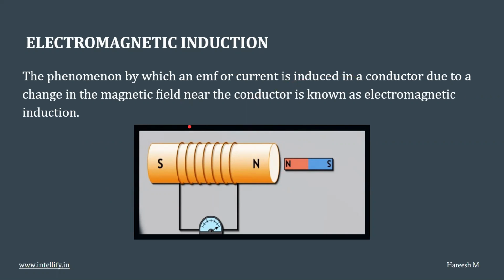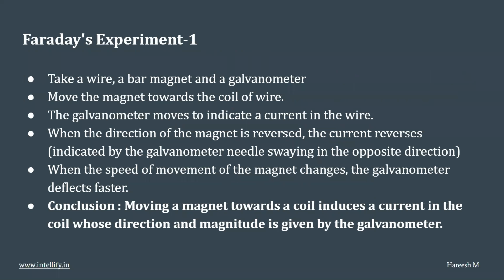Now how did people arrive at this conclusion of what exactly electromagnetic induction is? For this, Mr. Faraday went through a series of experiments. So let us learn about his experiments. What was Faraday's first experiment? In the first experiment, he took a wire, a bar magnet, and a galvanometer.